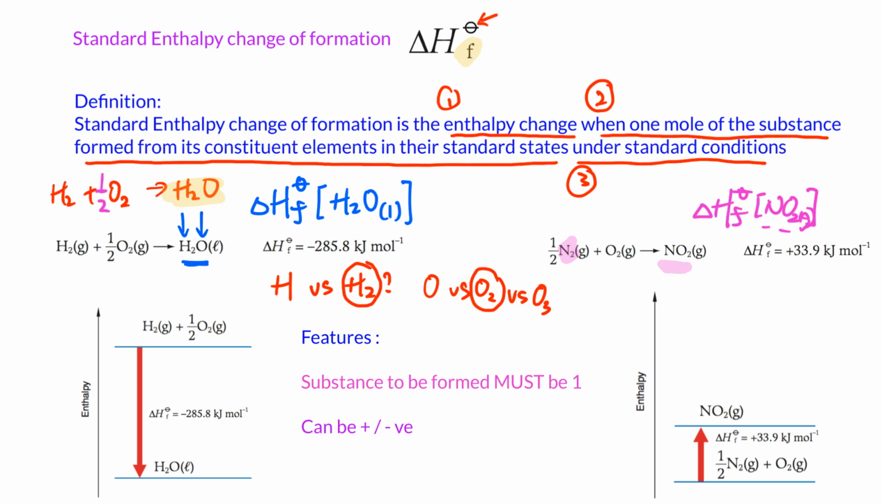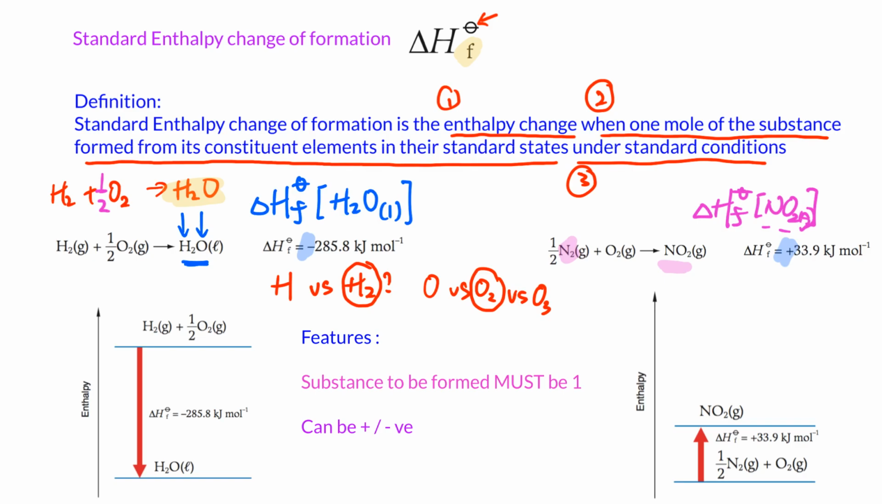The other thing I want you to pay attention to is the sign of the value. For this one it's negative, and for this one it's positive. So formation is different from neutralization and combustion. For the other two, they have to be negative all the time. But for formation, it really depends on what product you're going to form. It can sometimes be negative, sometimes positive.